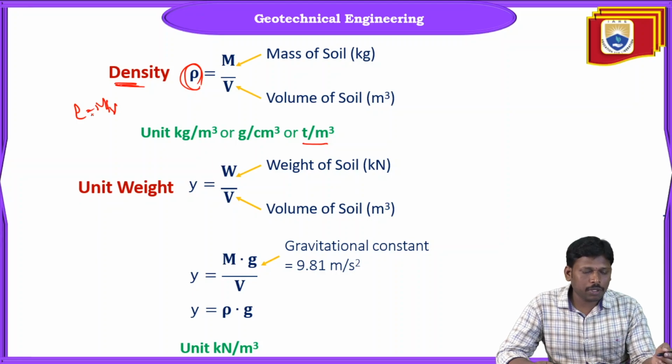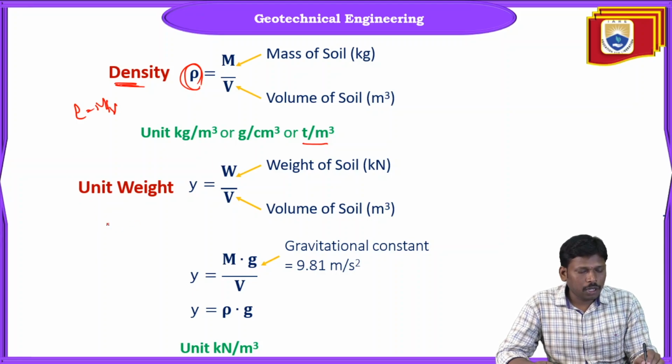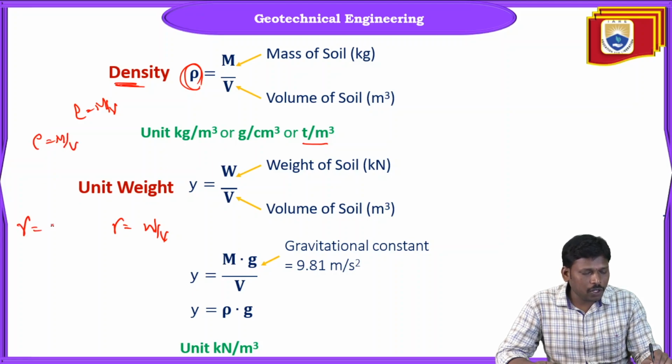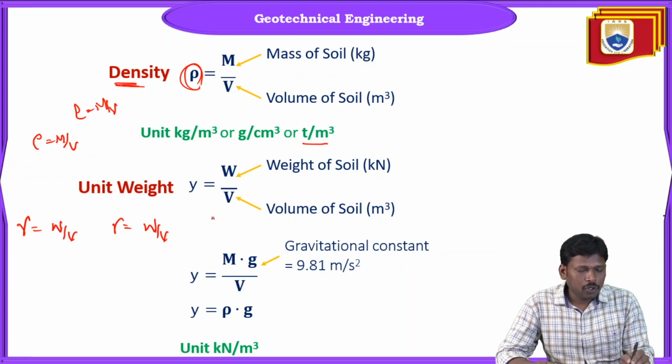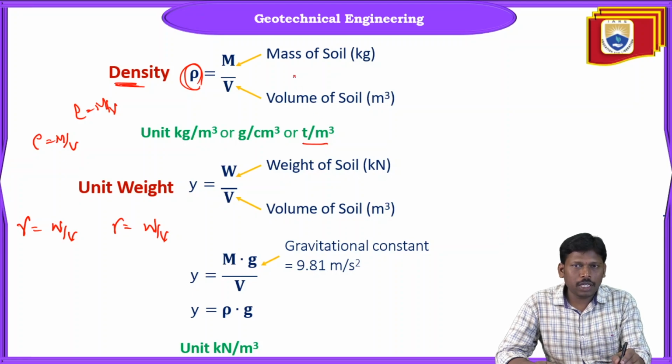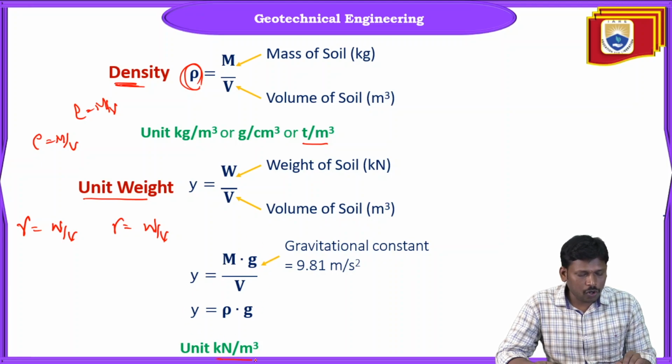Suppose you want to express it in terms of weight, then gamma is equal to weight by volume. Whereas in the case of densities rho is equal to mass by volume, in terms of weight gamma is equal to weight by volume. Here the weight of soil is in kilonewtons, previously the mass of soil in kgs, and the volume of soil is in meter cube. The unit of this is kilonewton per meter cube.